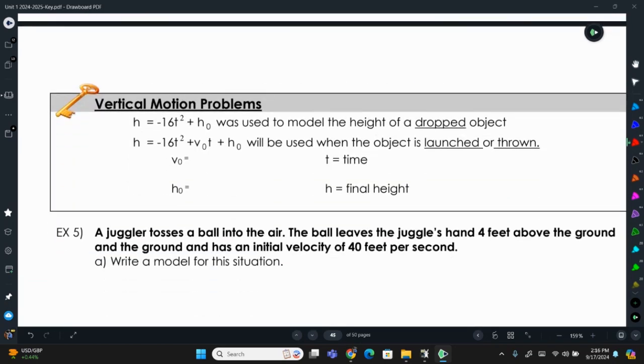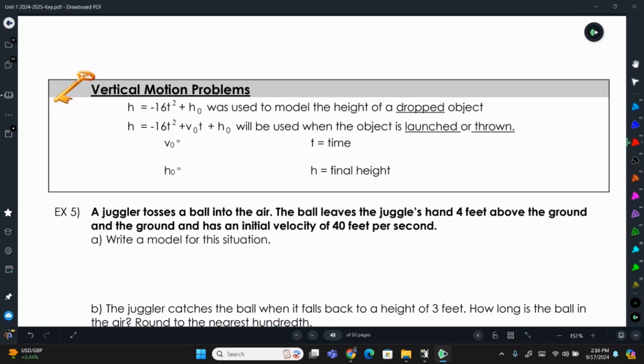All right, so on to the next page, our vertical motion problems. We're going to revisit those because now that we can use the quadratic formula, we can expand our knowledge base. We had originally talked about this formula when an object was dropped. Notice there's no t to the first power. It's just negative 16t squared plus h naught, or the starting height, and we could solve that by using square roots.